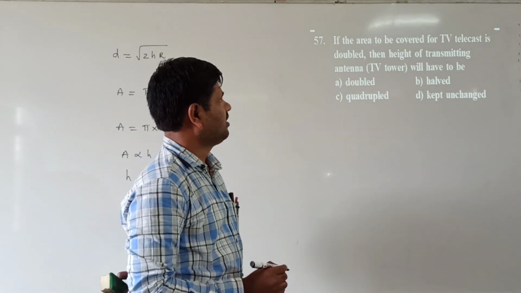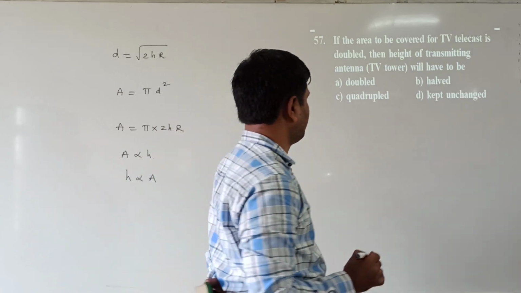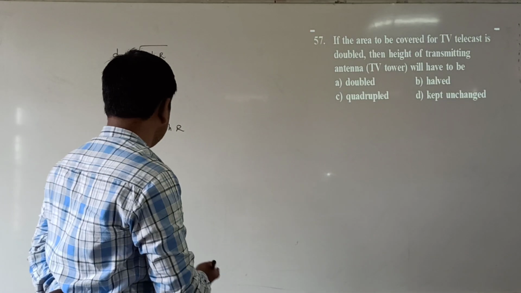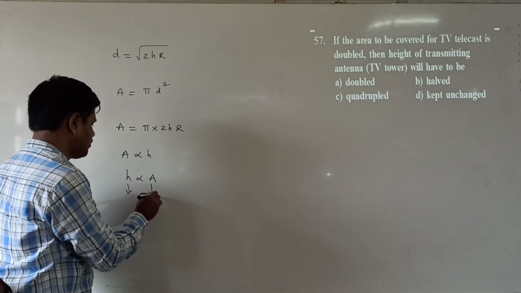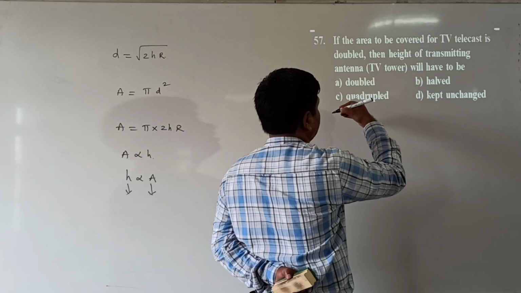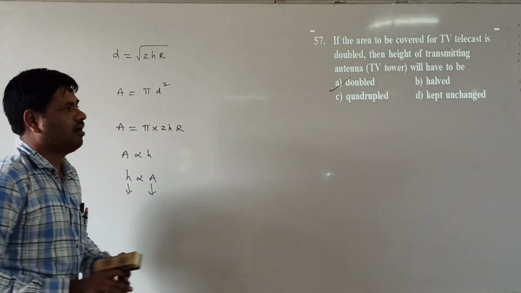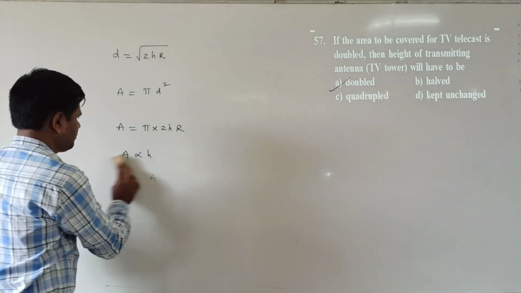What is given here? The area covered by the TV telecast is doubled. If the area is doubled, then the height is also doubled, because these two are directly proportional to each other. Which option is correct here? A option is correct here.